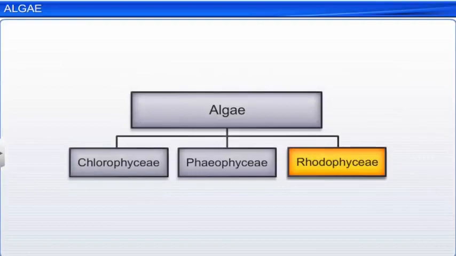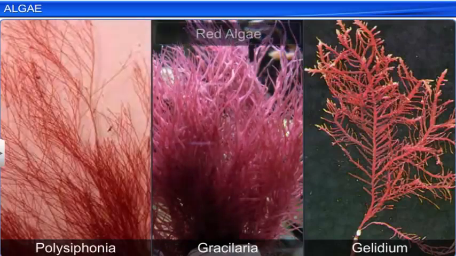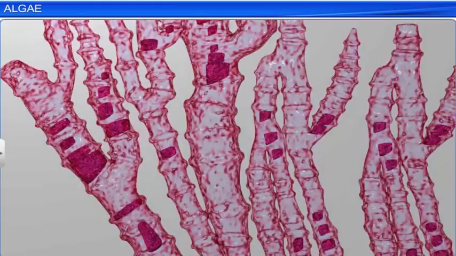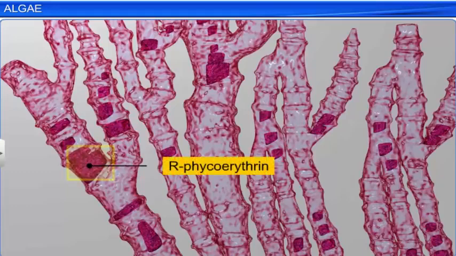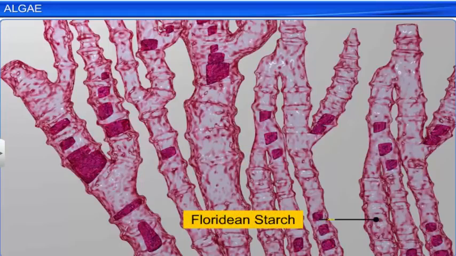Rhodophyceae is another class of algae whose members include Polysiphonia, Gracilaria, and Gelidium. The members are often called red algae. The red color is due to a high concentration of the red pigment, r-phycoerythrin. The thalli of red algae are multicellular, and food is stored as floridean starch inside the cells.